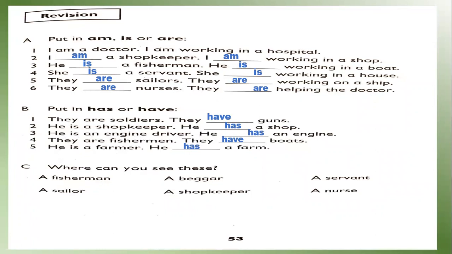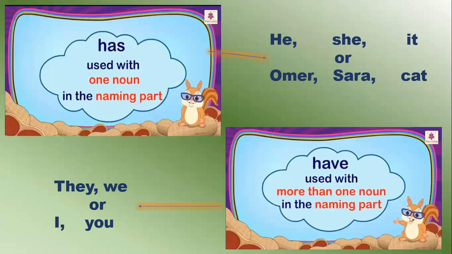Understand, children? You know the use of have and has? Do you have an idea? Let's see here. Has is used with one noun in the naming part. With one noun. These are the pronouns: look, he, she, it. Pronoun, but singular noun. Or Umar, Sara, cat. Singular name of a boy, a girl, or an animal.